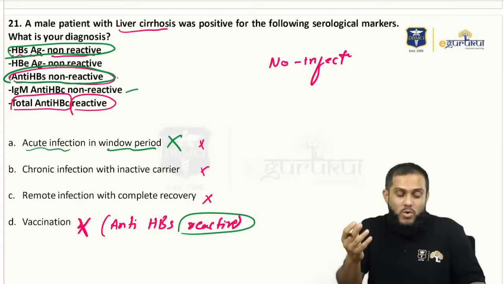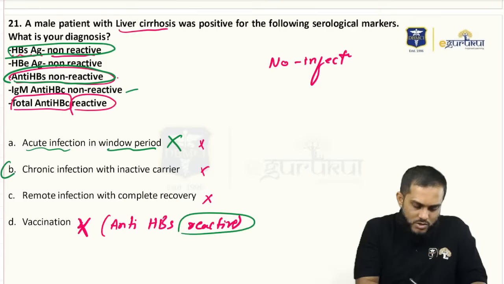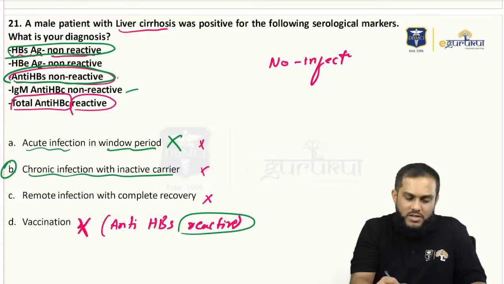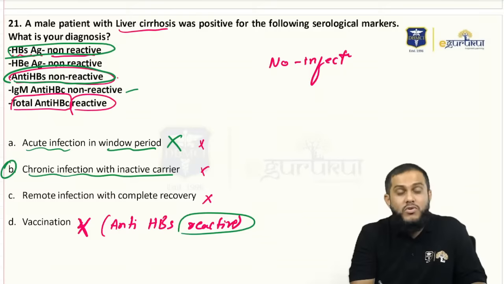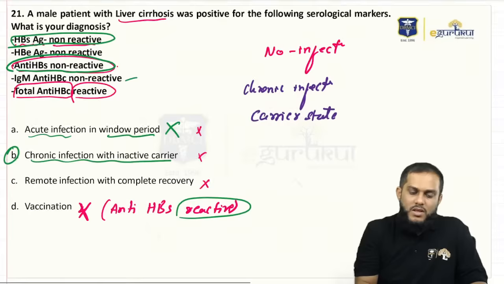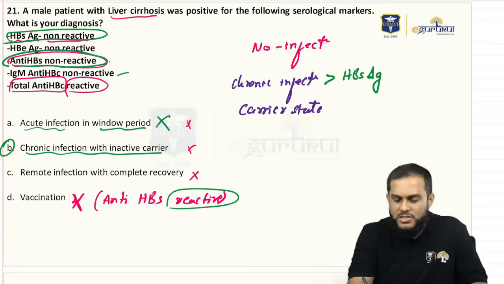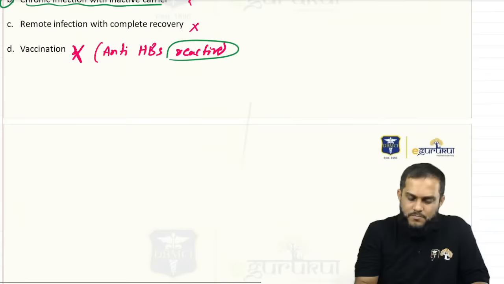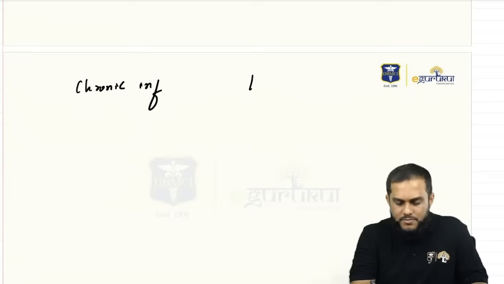Therefore, ultimately, the answer is chronic infection with inactive carrier. Sir, why is the answer chronic infection with inactive carrier? That I will tell you here. First of all, chronic infection and carrier state. In chronic infection, HBsAg persists for more than 6 months. Here also carrier state, HBsAg persists for more than 6 months. It is better to discuss here. Sir, one side I want to discuss chronic infection, one side I want to discuss carrier state.